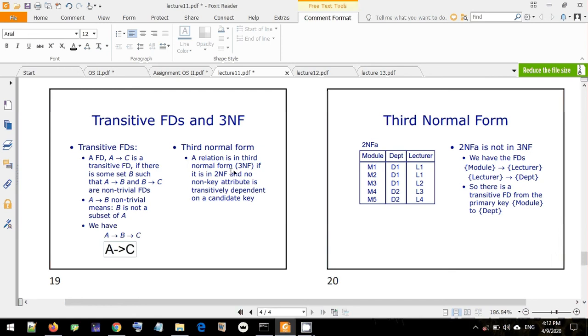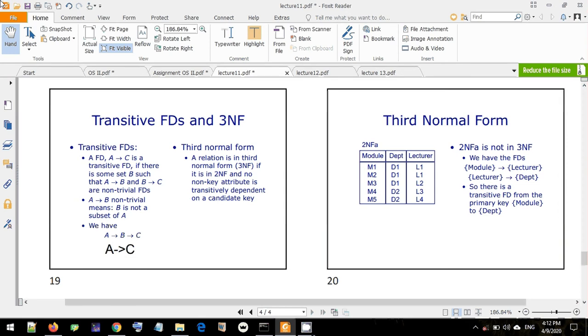Now, a relation is said to be in third normal form if it respects two conditions. First, if it is already in second normal form, and again if there is no non-key attribute that is transitively dependent on a candidate key. Again, a relation is said to be in third normal form if first it is in second normal form, and if there is no non-key attribute that is transitively dependent on a candidate key.